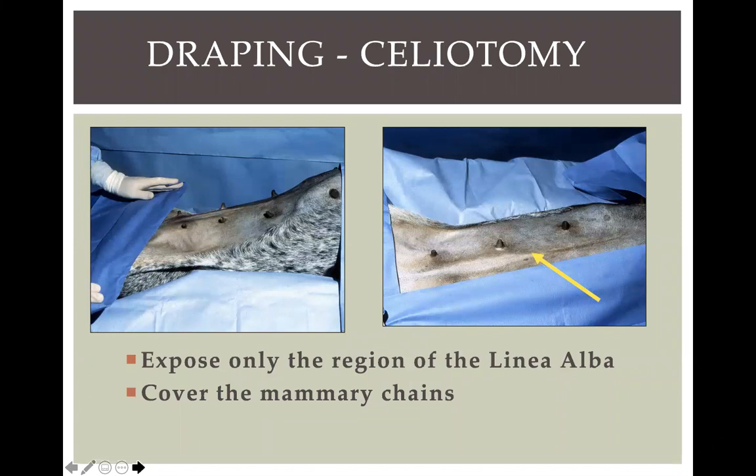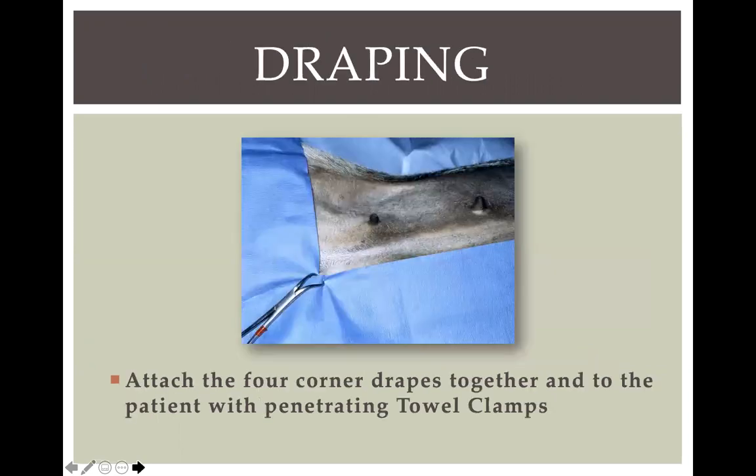Part of the reason we want to make sure that all those mammary chains are covered is that, just like your fingertips and cuticles, even with clipping and scrubbing, that's going to be a place that harbors bacteria. Four-corner drapes are typically attached to the skin with towel clamps, Backhaus towel clamps, and we put them in the corners where the drapes overlap. You just want to grab a little bit of each drape and a small amount of skin. We're really not trying to do body piercing with this.